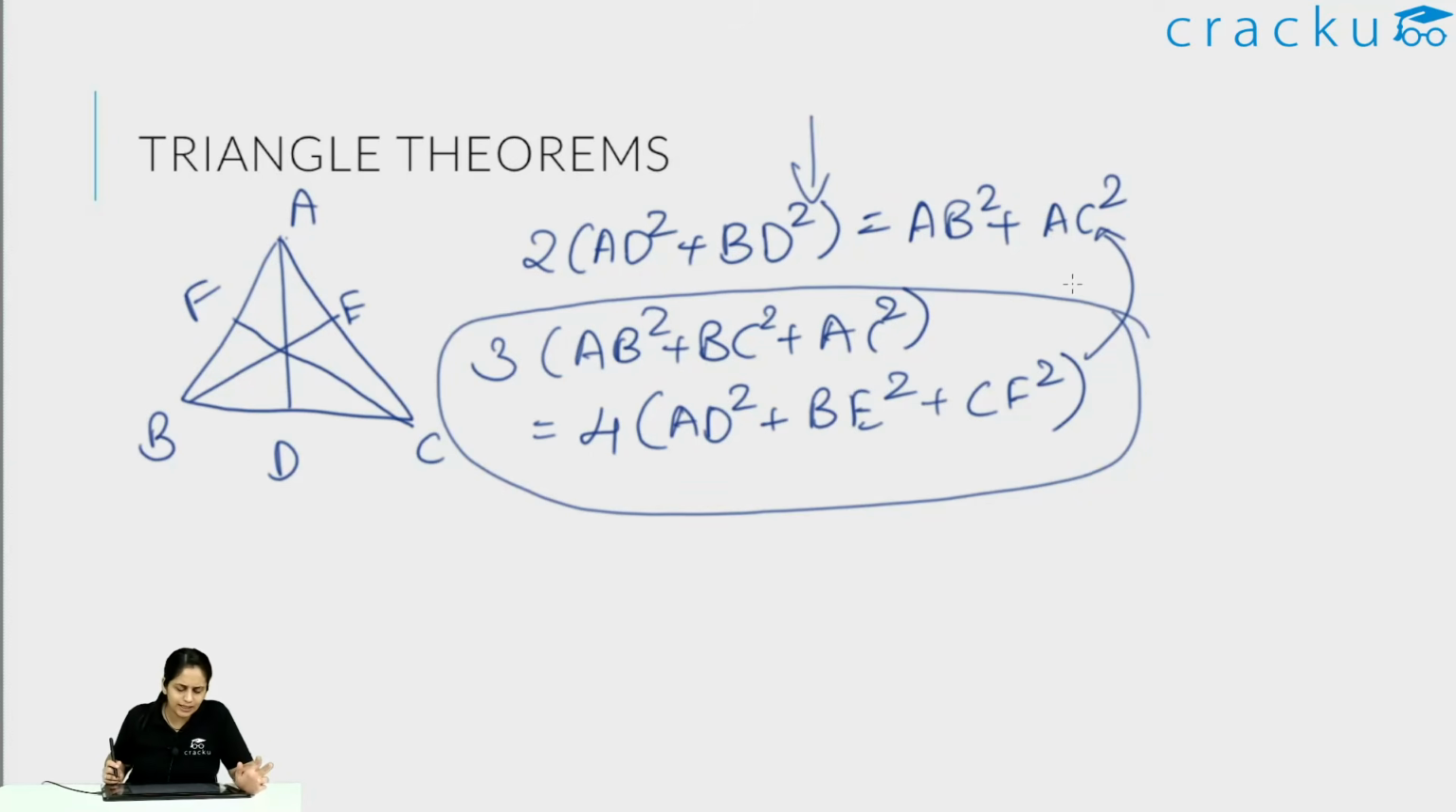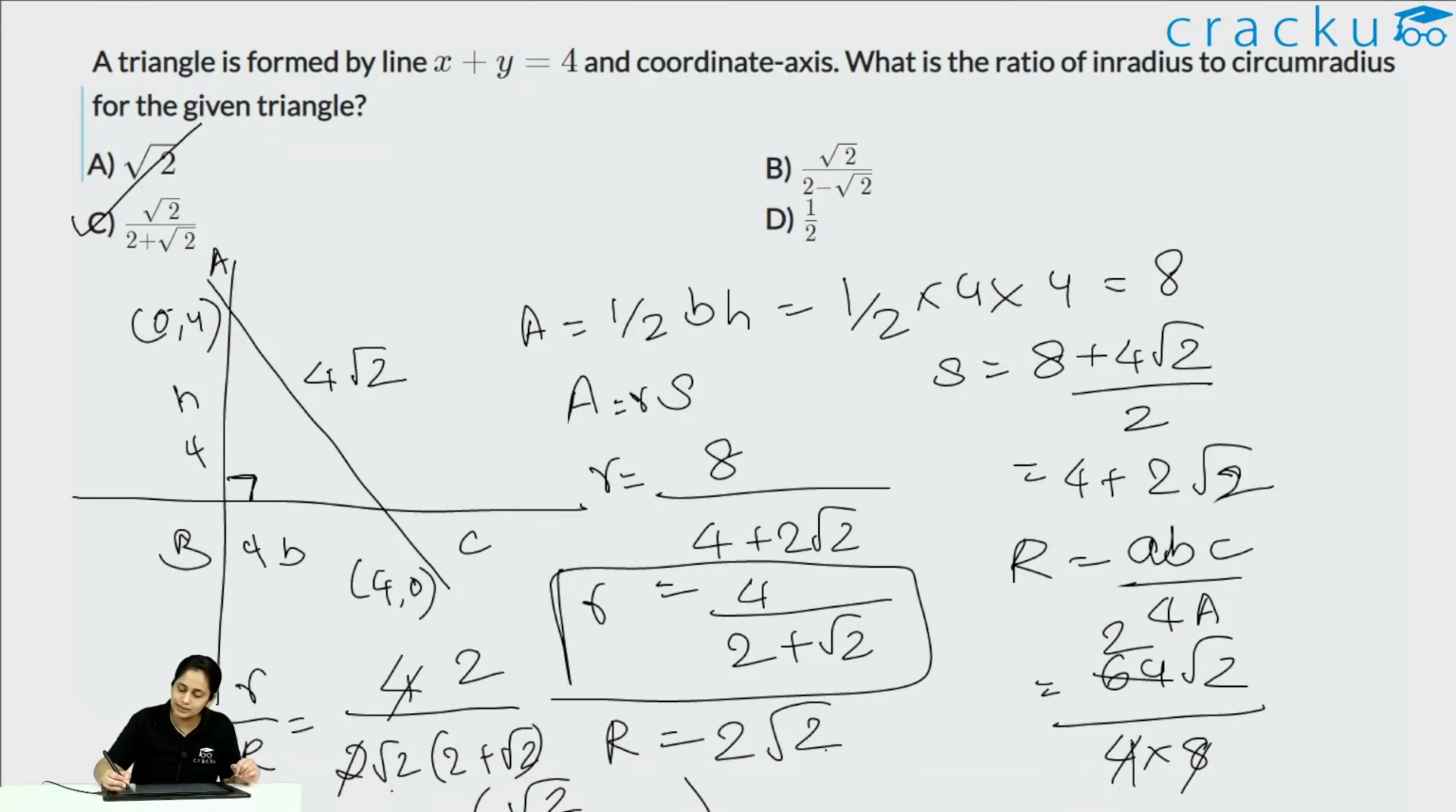So these are the 2 important properties that you should remember whenever sum of squares of sides or sum of squares of medians comes. You should remember these 2 properties immediately. Now let us take a look at a quick example based on this. So let's see the next question.